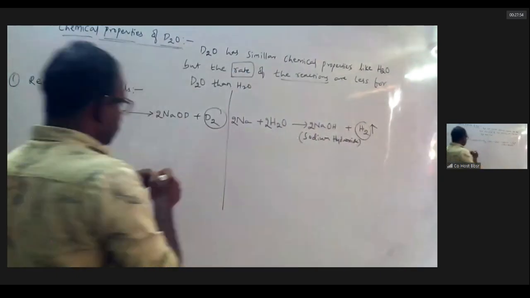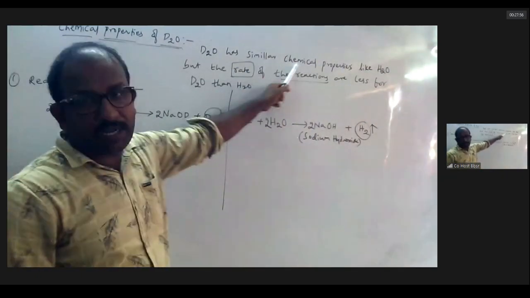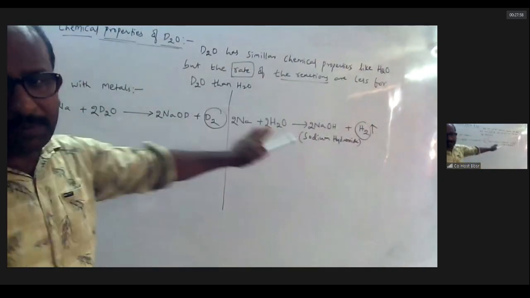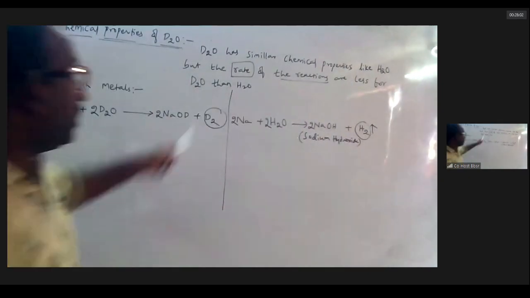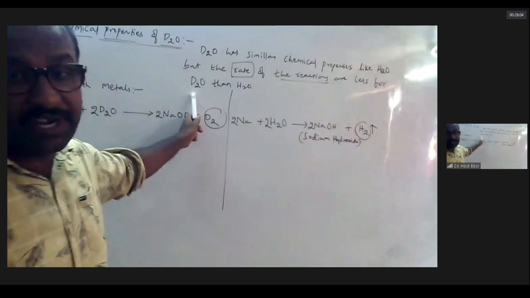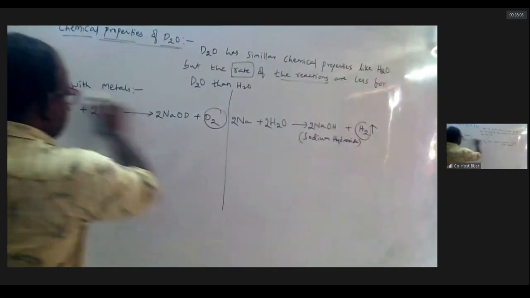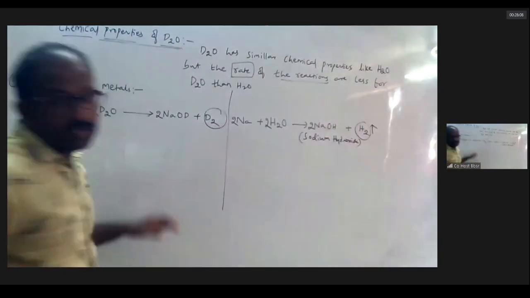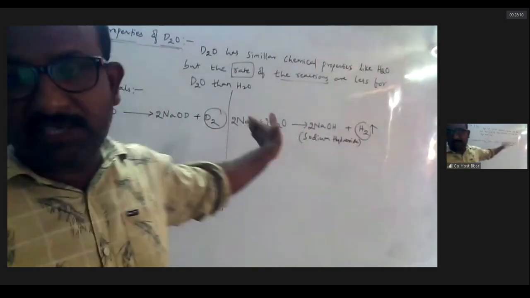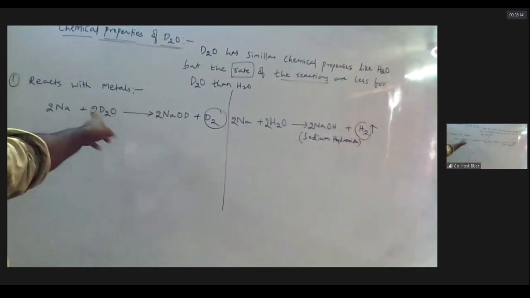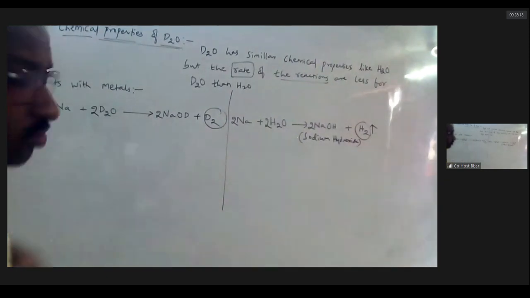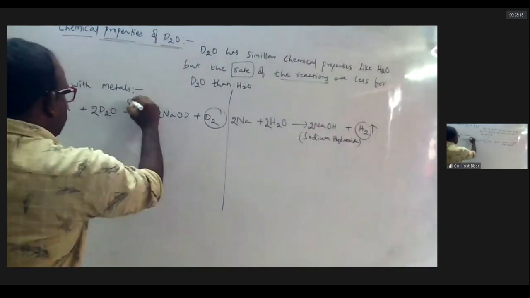See, D2O has similar chemical properties. Similar chemical property. Property is similar or not? See. But the rate of reaction is less for D2O. This reaction is slow. This reaction is fast. Why? Because the DOD bond is strong or not? This is why this is slow.